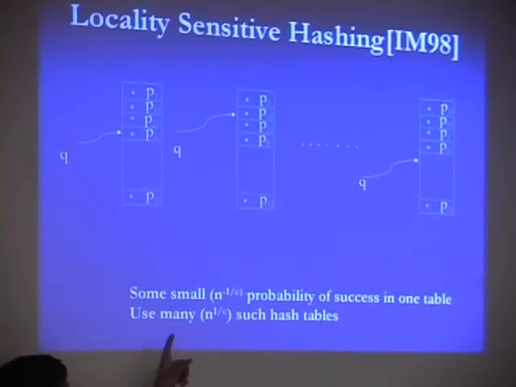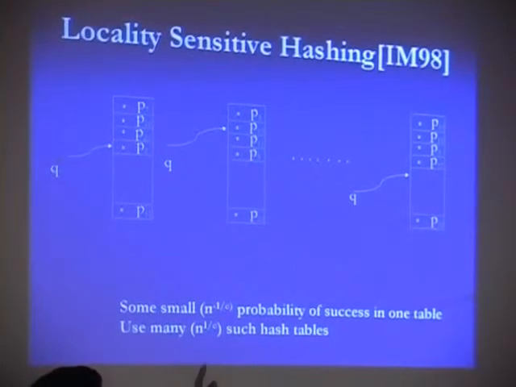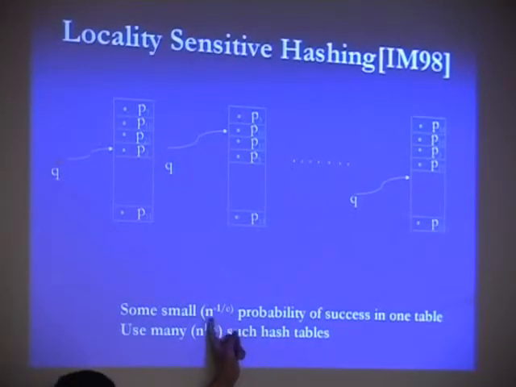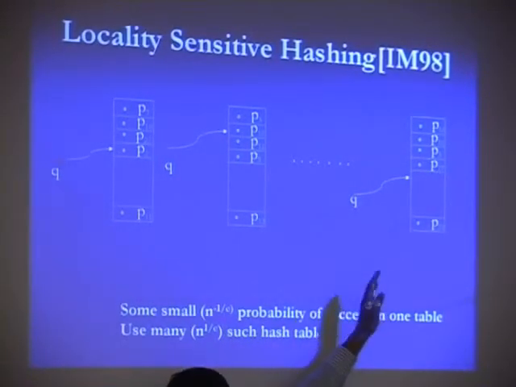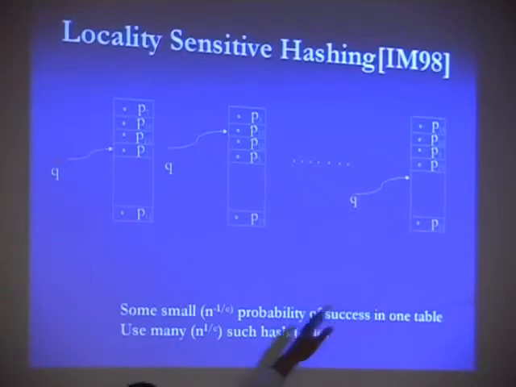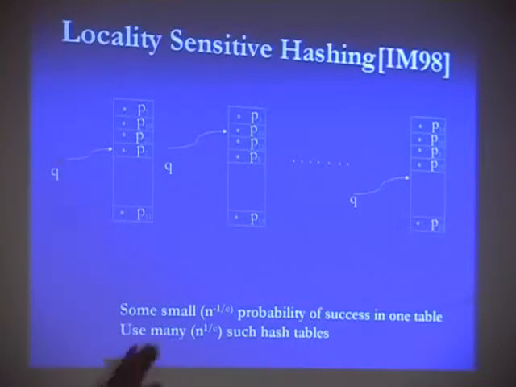So as I said, the probability that the query point and its nearest neighbor fall into the same bucket is about n to the power minus 1 over c. So in order to amplify this probability, you can use n to the power 1 over c such hash tables independently, and then perform your hash lookup in all of these. And then with high chance, you will find your nearest neighbor. So the space complexity is about n times n to the power 1 over c, and the query time is about n to the power 1 over c.